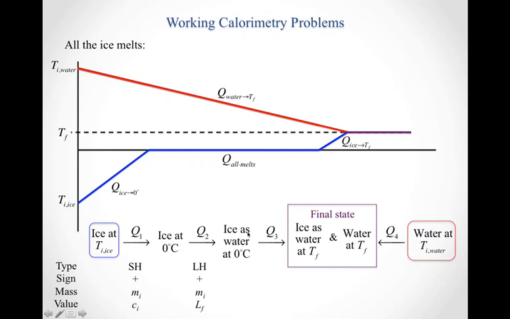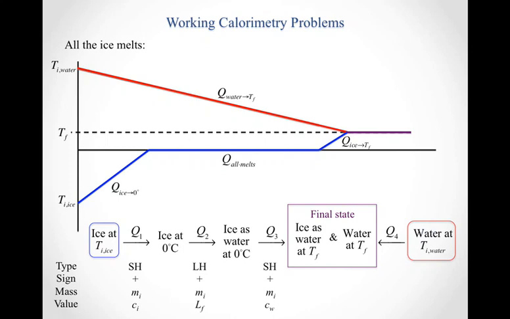Q3, well, now as water, it's going to change temperature from 0 degrees Celsius to some final temperature for our system. So again, this is a specific heat process. It's increasing in temperature, so it has to take in energy. Again, this is all of the mass that started as ice, but now it's changing temperature as water, so we need the specific heat value for water at this point.